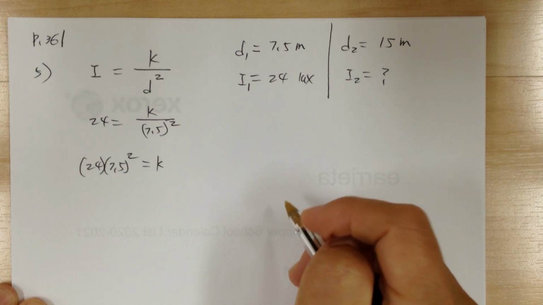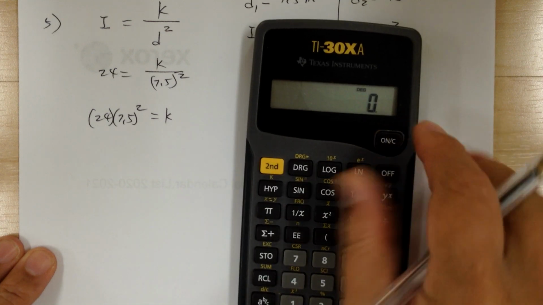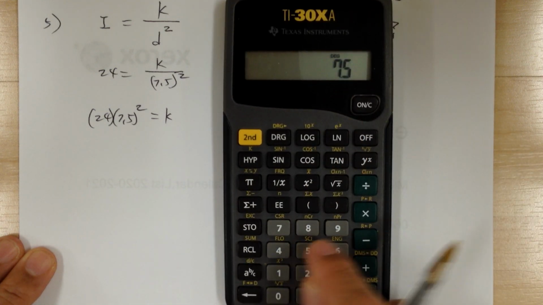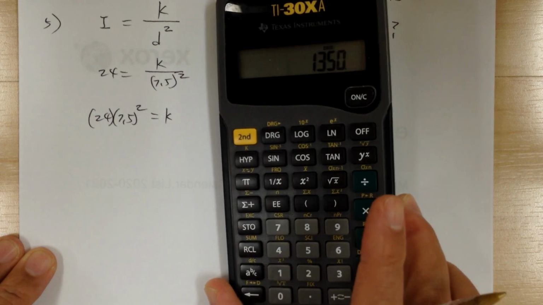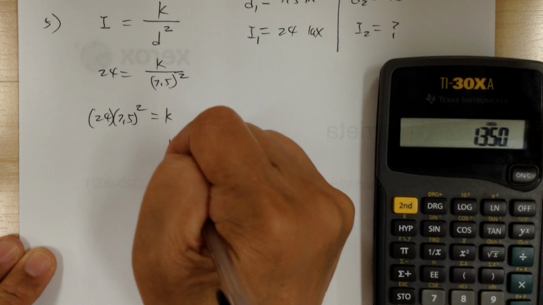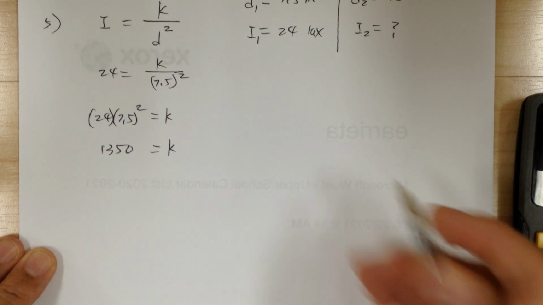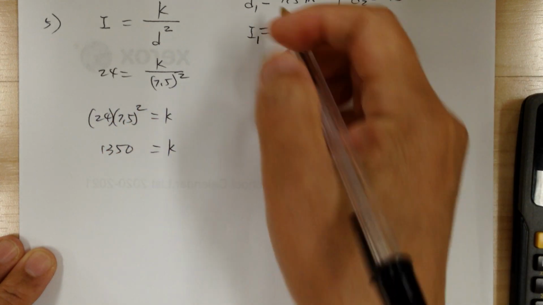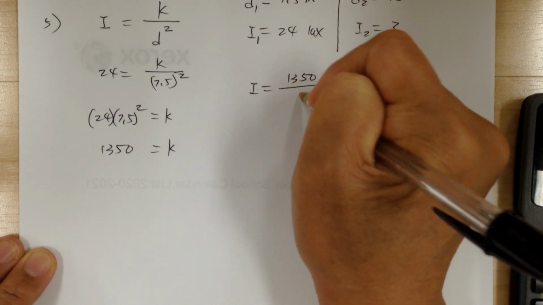Okay. Now, if it gets messy, you don't have to work it out, okay? But this one is not too bad. So 7.5 squared times 24 equals, okay, so K equals 1350. Okay, once you find your K, you update your equation. So I equals 1350 over D squared.